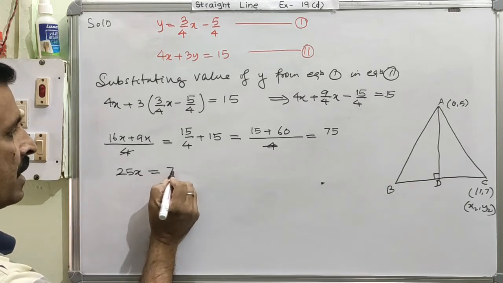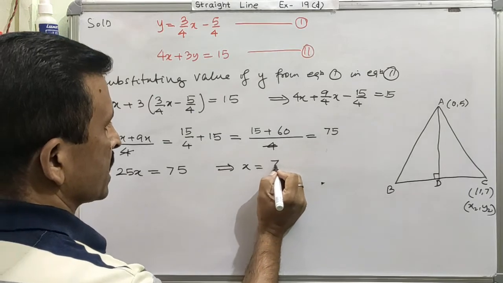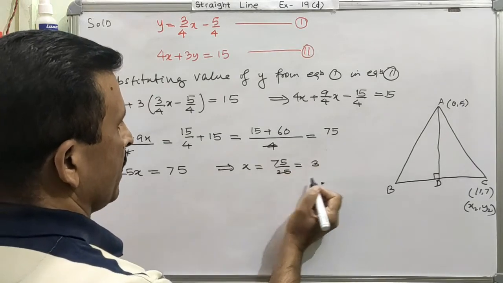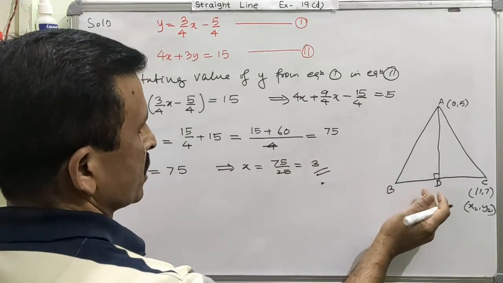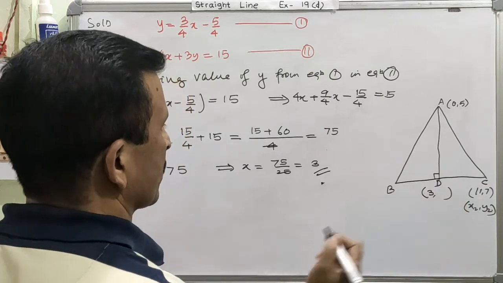25x is equal to 75. And therefore, your x will be equal to 75 divided by 25 is equal to 3. And this is the value of your x coordinate. So the x coordinate of this point is 3. Now we are going to calculate the y coordinate.